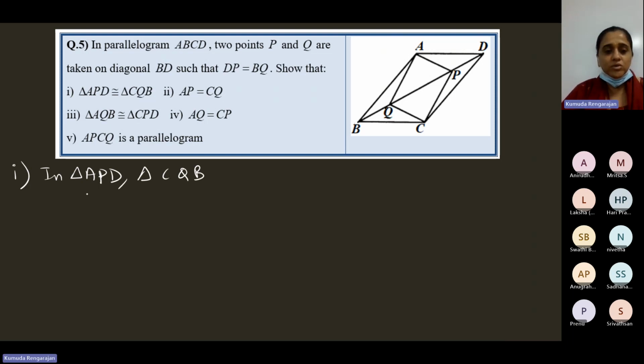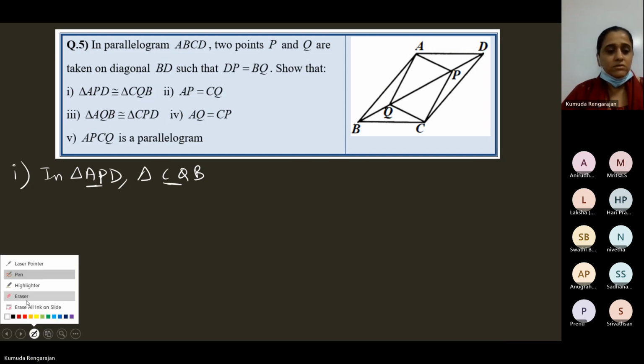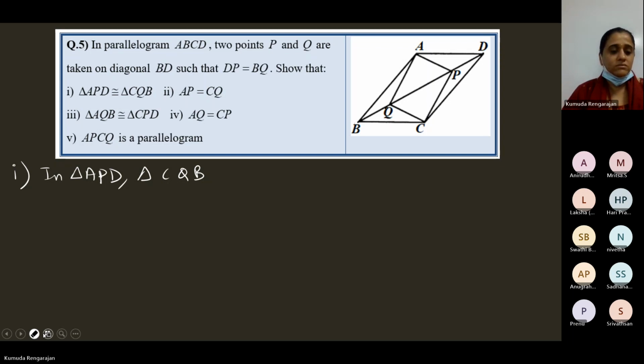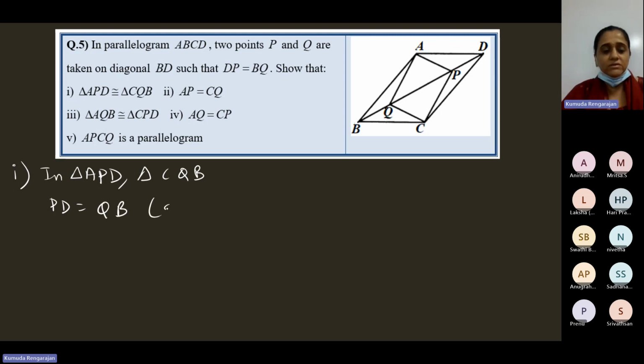AP equal to CQ, you cannot write that, children. You can't give a reason for that. Then can you write PD equal to QB? Yes, PD equal to QB, given.